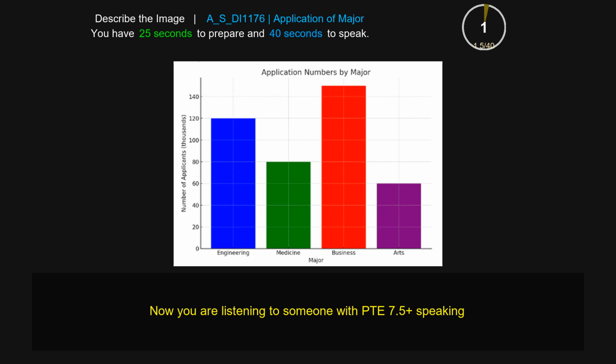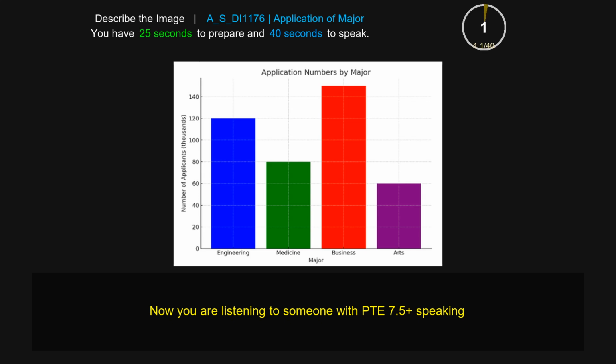The following bar graph gives us a lot of information about application numbers by major. In the bar graph, the highest value is business, which is red, and the lowest value is arts, which is purple. In the bar graph, there are engineering and medicine. On the left side, there are numbers such as 40, 100, and 140. In conclusion, this bar graph is about application numbers by major.